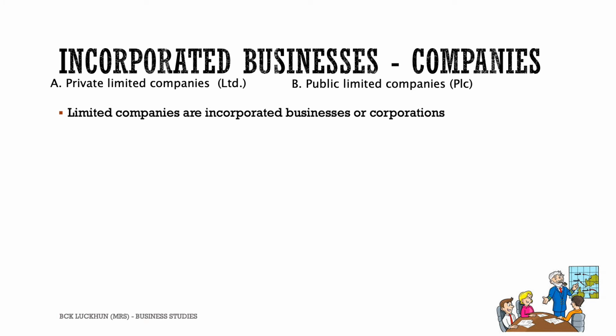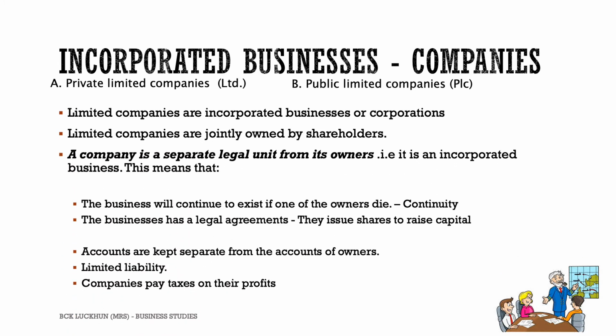Limited companies are incorporated businesses or corporations. Limited companies are jointly owned by shareholders. So what is a company? A company is a separate legal unit from its owners. That is, it is an incorporated business. This means that the business will continue to exist if one of the owners dies. That is, there is continuity. Next, the business has a legal agreement. They issue shares to raise capital. Next, the accounts are kept separate from the accounts of owners. There is also limited liability, and companies pay taxes on their profit.